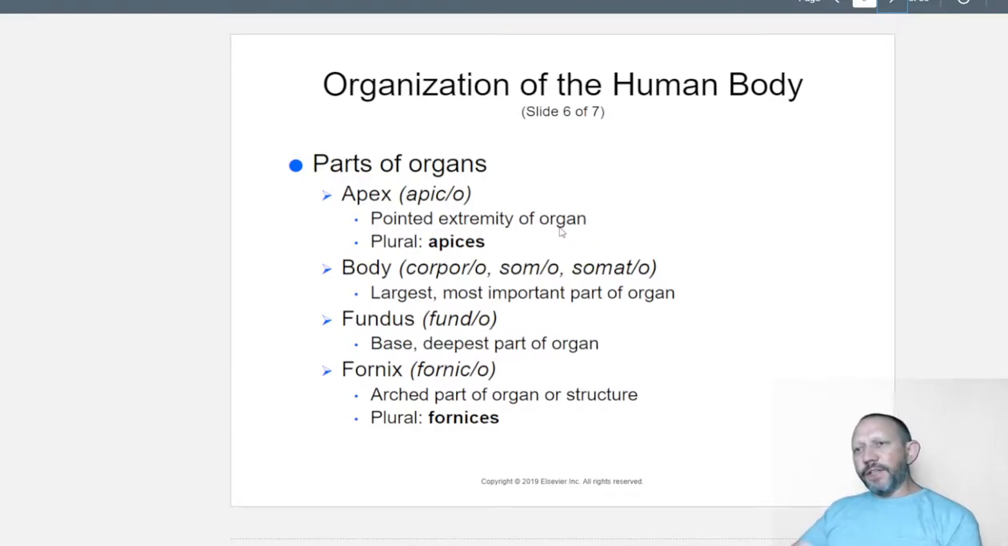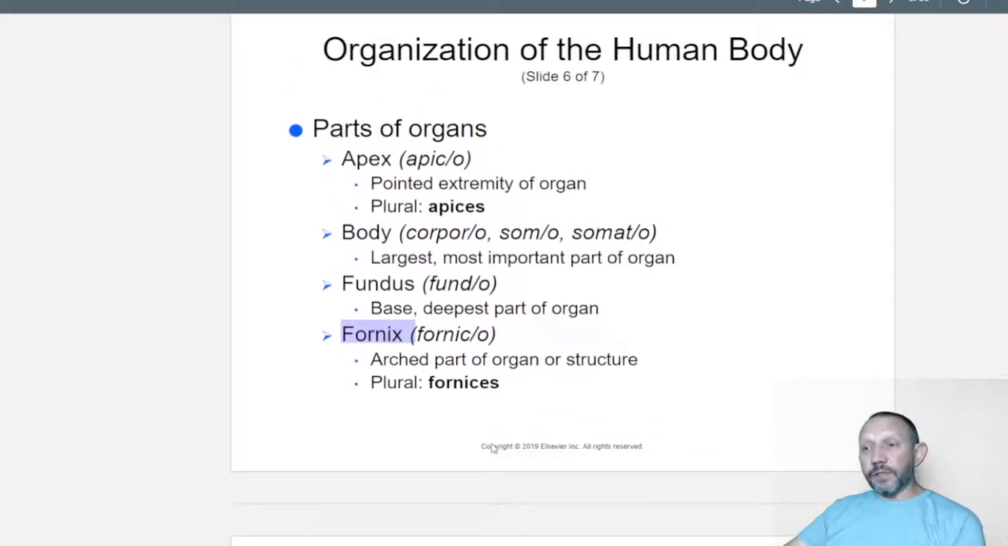Base, the fundus is the base. You have a fundus in the stomach and you have a fundus in like the uterus. And there's a couple other places you may see it. You may see it in renal stuff and maybe in like splenic or something like that. And then fornix, attaches two different things, and that's where we see it in the female reproductive system.